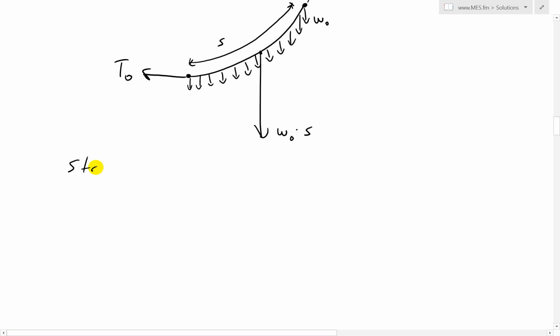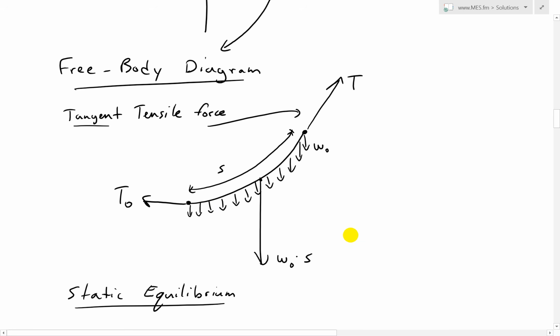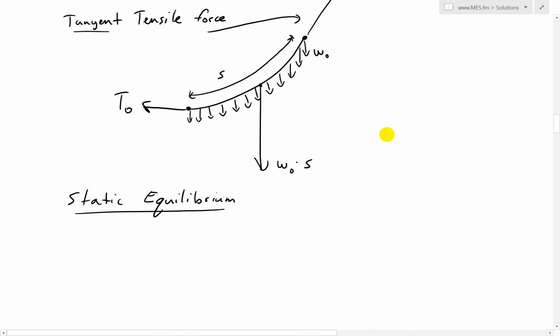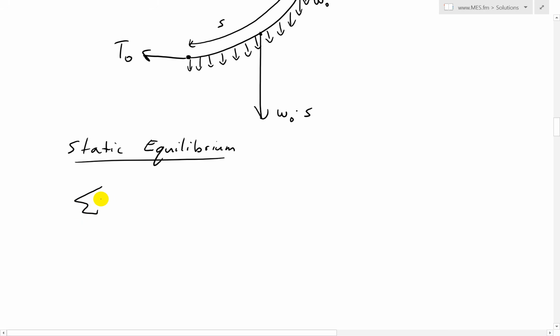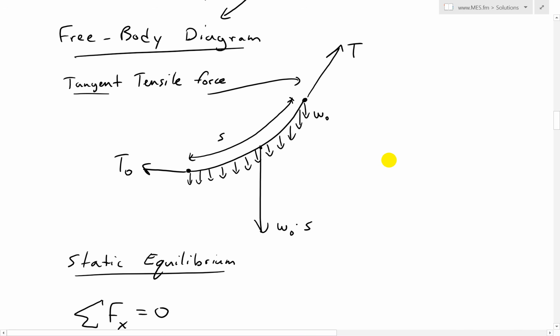So this is in static equilibrium. Static means it's not moving, and in equilibrium all the forces have to be 0 in all directions. What we'll do is look at the horizontal and vertical directions of the force. So the summation of all the forces in the x direction must equal 0 so that nothing's moving, and these are all the forces acting on that piece right there.